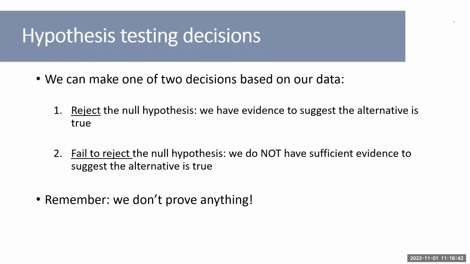Okay, so one way that my students like to remember this is reject is one word and we have is one word. Fail to reject is multiple words. Do not have is multiple words. And it is always going to be evidence for or not for the alternative. So our decision is about the null based on whether we can support or not support the alternative. Remember, we're not going to prove anything.